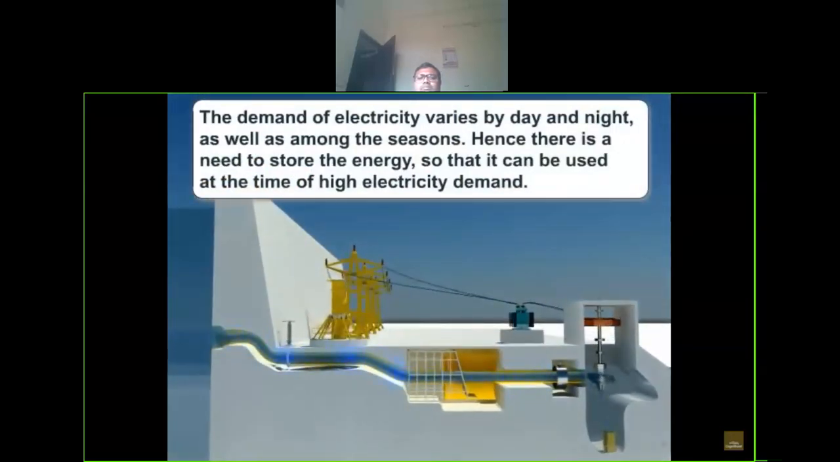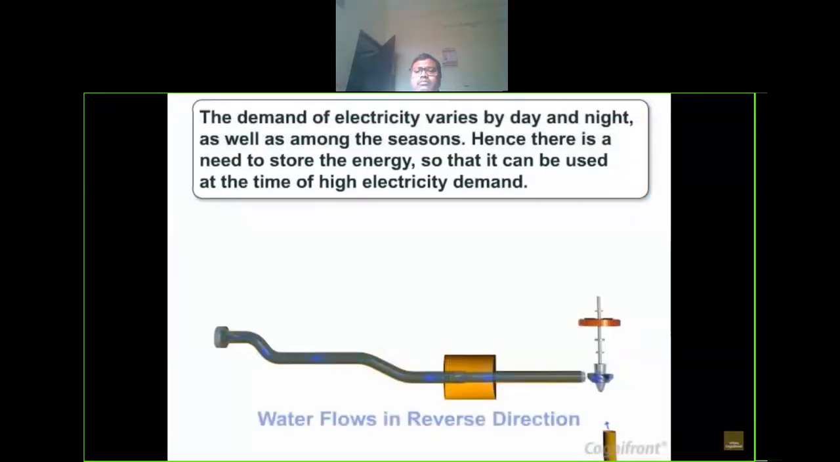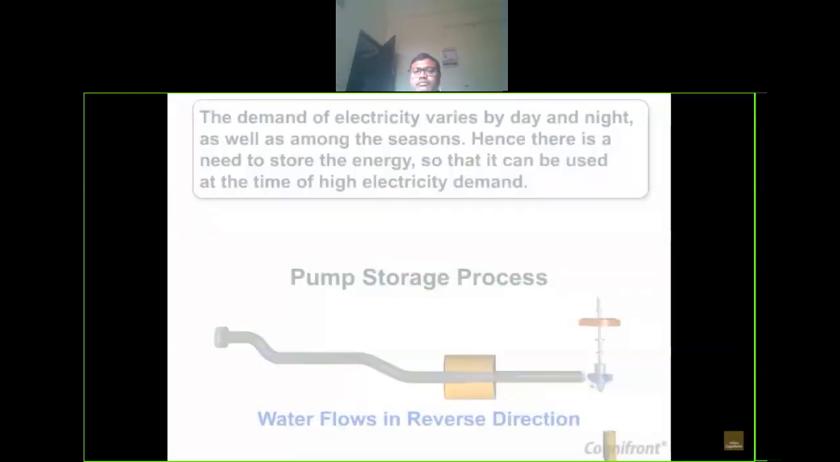The demand of electricity varies by day and night as well as among the seasons. Hence, there is a need to store the energy, so that it can be used at the time of high electricity demand. This can be done by using pump storage process.